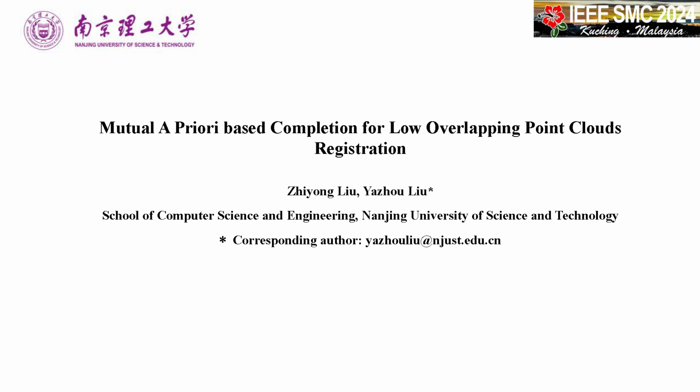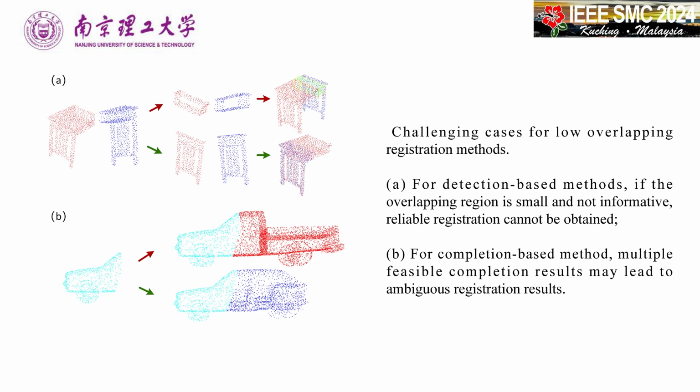Mutual a priori based completion for low overlapping point clouds registration. First, let us review the previous methods of point cloud registration. The first method is based on detection. This method cannot achieve reliable registration if the overlapping area is small and the information is insufficient, as shown in Figure A. The second method is based on completion. Multiple feasible completion results may lead to ambiguous registration results, as shown in Figure B.